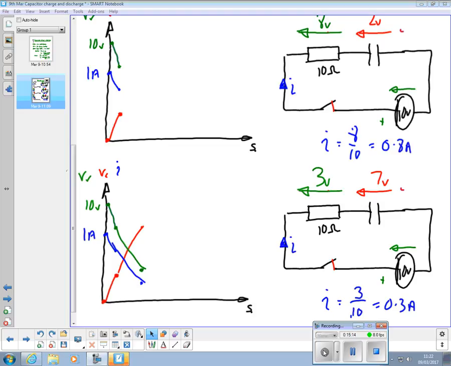Because the capacitor voltage is rising, the resistor's got less across it, less current is flowing, so the rate of charge is reducing all the time. That's why we get a curve. We don't get a straight line, we get a curve. Alright?